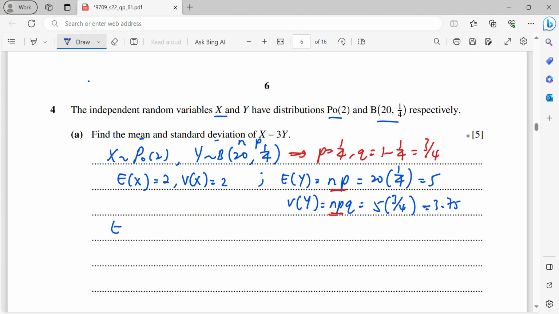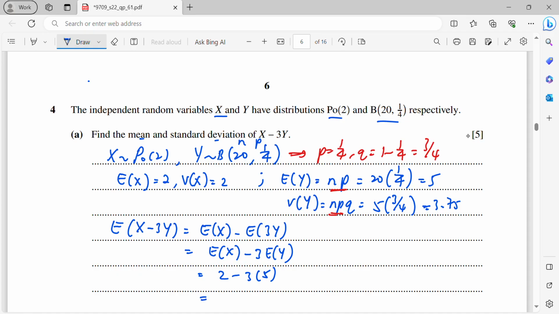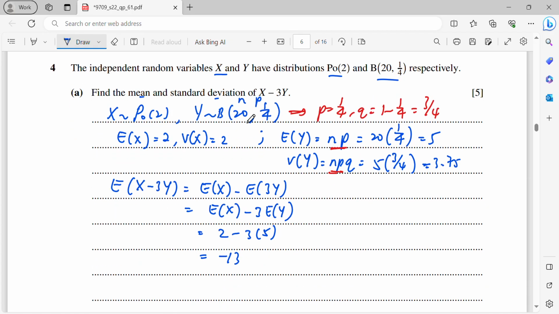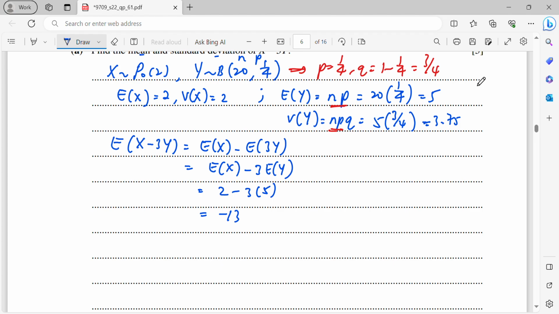So at last, the mean of X minus 3Y will be expected X minus expected 3Y. Expected 3Y is basically 3 times expected Y. Then I will get 2 minus 3 times 5. Therefore, 3 times 5 is 15. So 2 minus 15, I will get minus 13. That is my mean. Now, before we get the standard deviation, we need to get the variance first.